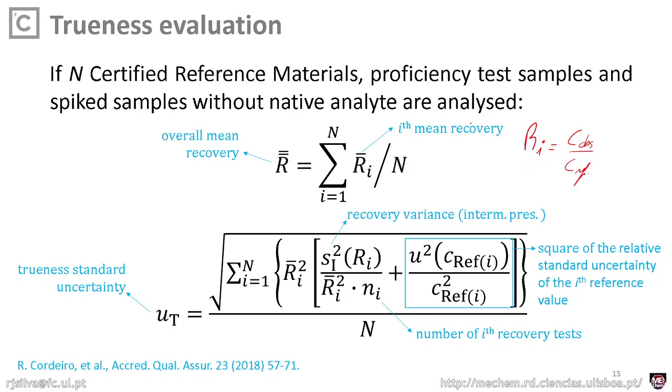Okay, so if you have n certified reference materials, you have n mean recoveries, and you can calculate the overall mean as the mean of all recoveries. And this formula is fine if typically we have the same number of reference materials, if you do the replicated analysis of the reference materials using the same number of replicates.